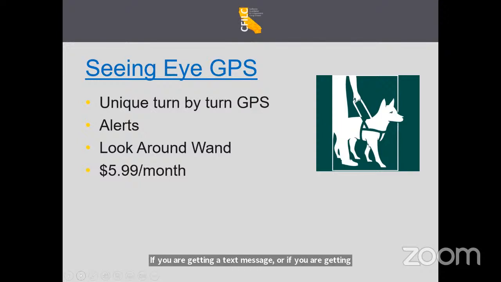When you point your device in a certain direction, the app will alert users of points of interest, intersections, and all heading changes are automatically announced. With the latest version of Seeing Eye GPS, users can have the app run in the background. Seeing Eye GPS is available to download for free, but it does require a monthly subscription of $5.99. Next slide.